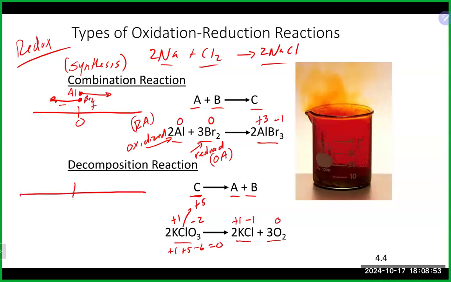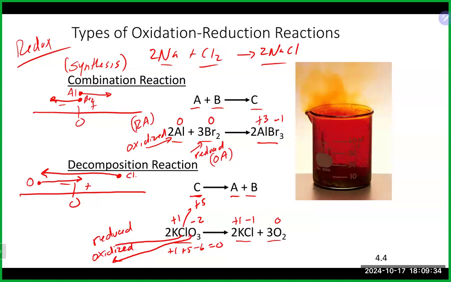Once again, if you look at your number line here, you can see if you look at the chlorine, it started at +5, which is over here, and ended at -1, which is moving in the left direction, right? Becoming more negative. It is the chlorine here that is being reduced as it is becoming more negative. It is the oxygen here that started at -2 and ended on the right-hand side at 0, becoming more positive. So it is this oxygen right there that is being oxidized.